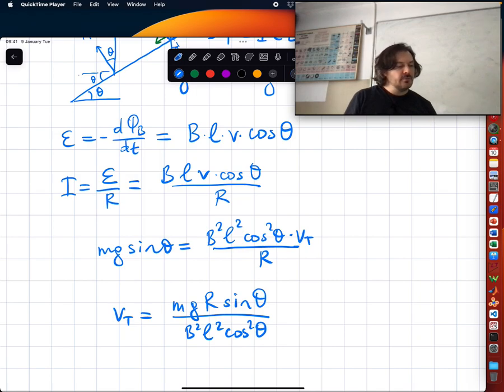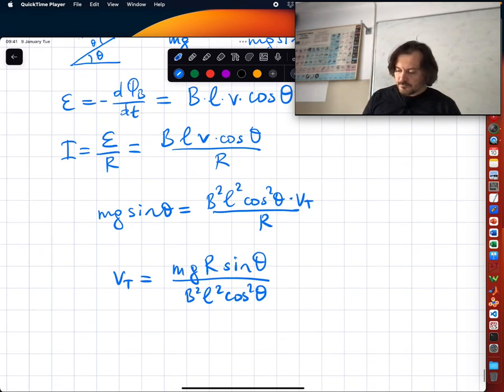As you can see, sometimes the questions are very short, sometimes they are long, and this question is not finished yet. What is the instantaneous power dissipated by the resistance R at terminal speed? Instantaneous power dissipated by the resistance.